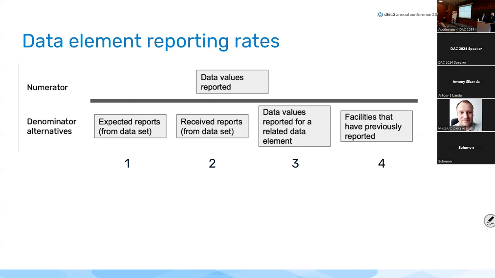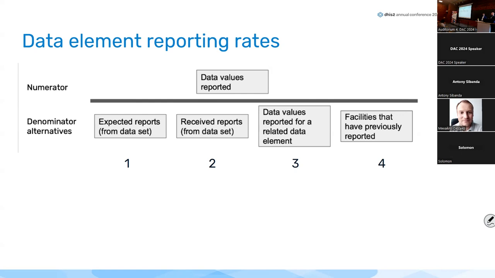Number three and four are a little bit more nuanced. Number three is the data values reported for a related data element. So if you say, I'm checking the reporting rate of ANC2, then you could say your denominator is the number of ANC1s reported.